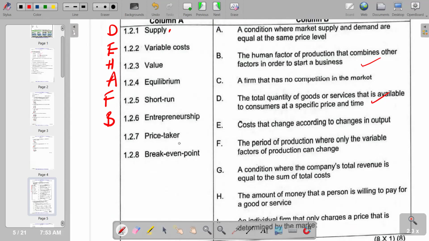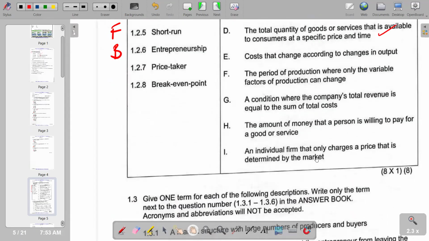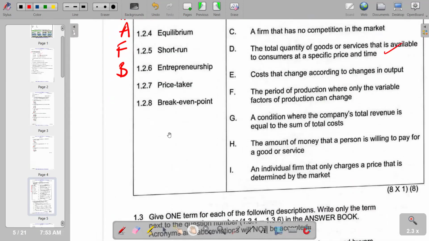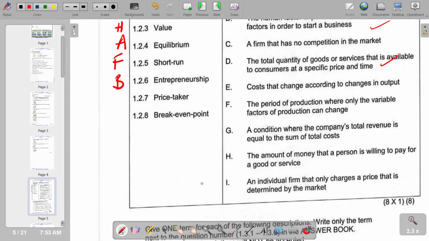Price taker, you do know that a price taker is a business that uses the price that has been determined by the forces of supply and demand. That is a price taker. So we try to see what matches that explanation. If you go to I, an individual firm that only charges a price that is determined by the market. So we have I as the correct response.